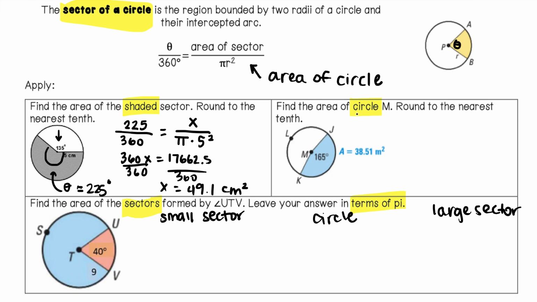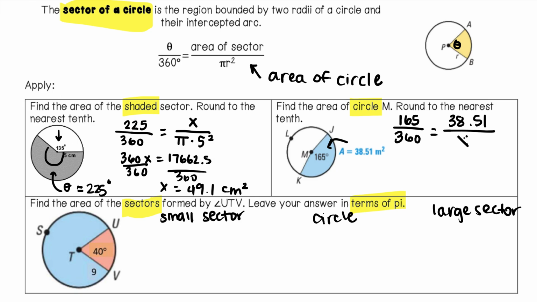So in the second example, it says find the area of the circle M. So I don't necessarily want the area of a shaded part this time, but I want the area of the whole circle. And what was actually given to me is the area of the blue shaded sector. So I know that the sector was worth 165 out of the full 360. And I know that the area of the 165 sector was 38.51. So I'm going to put that out of the whole area of the circle.